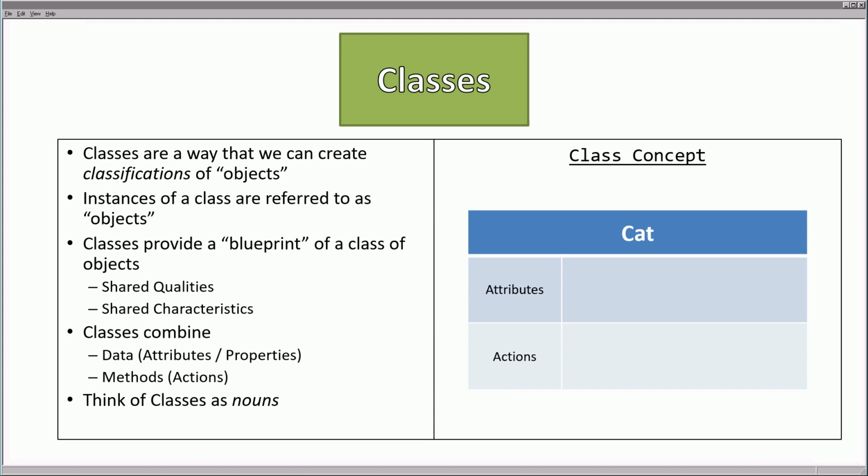Well, one attribute that we can use is a name. We could say that these cats have names. Maybe we also want to keep track of the cat's weight. And finally, maybe we want to keep track of the number of legs that the cat has. These are just some of the attributes that we can assign to this classification that we call a cat. Now let's think about the actions. What verbs do cats usually do? Well, cats eat, cats sleep, and also cats destroy your stuff.